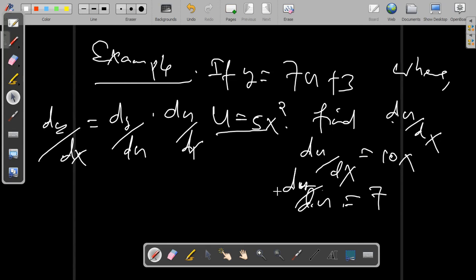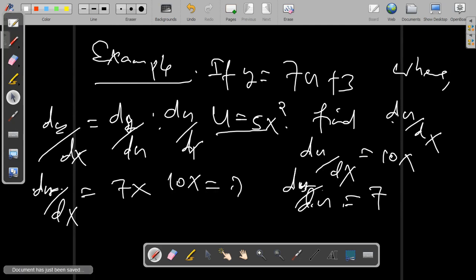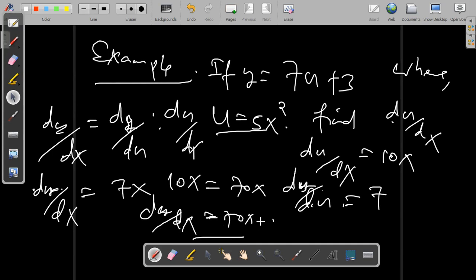So for that case, when we plug into our formula, dy over dx is equal to dy over du, which is 7, times du over dx, which is equal to 10x. So the answer here will be 70x. So dy over dx is equal to 70x. That is how it is. Now let's consider the next example.